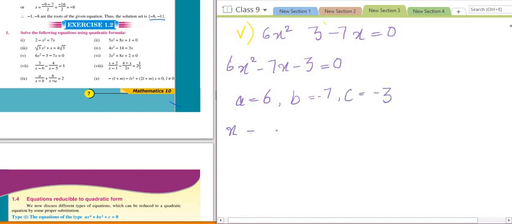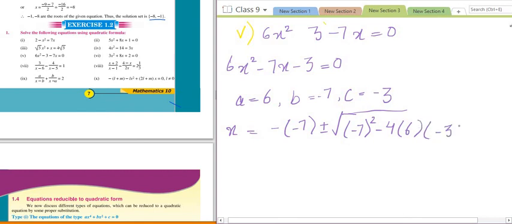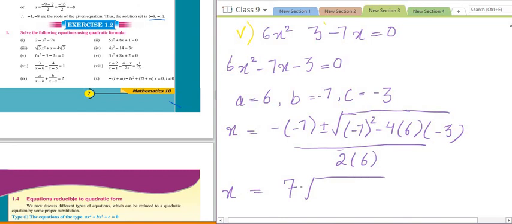Just apply the formula, which is x equals minus b plus minus square root of b square minus 4ac divided by 2a, which becomes x equals 7 plus minus square root of, minus 7 square is 49, minus 4 multiply 6 multiply minus 3 is 72. Now this becomes plus 72.